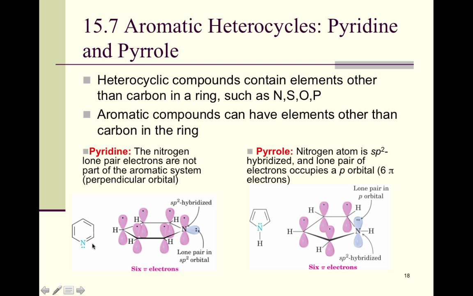So looking at the structure here, we have alternating double bonds. So this is aromatic. Now contrasting that with pyrrole, the nitrogen atom is sp2 hybridized, and because it's sp2 hybridized, the pair of electrons that it has is actually part of the ring itself in this 5-membered ring, and it is also aromatic. Both of them have 6 pi electrons, they're planar, and they have alternating bonds.